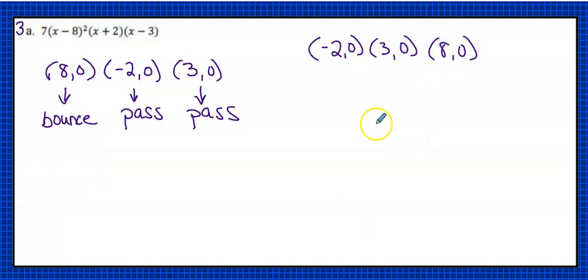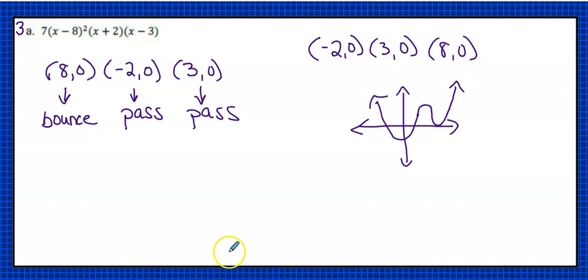Okay, so I rewrote my intercepts in the correct order from the one to the very left to the one to the very right. So at negative 2, 0, first of all, this starts from an upward direction because it's a positive. Let's see, it's positive and it's even. So it's going to start from up here, and at negative 2, it's going to pass through the x-axis. And then at negative 3, it's going to come back through the x-axis like this. So this is a pass, this is a pass. And then at 8, it's going to come back down, and at 8, it's going to bounce off. So it's going to look something like that.